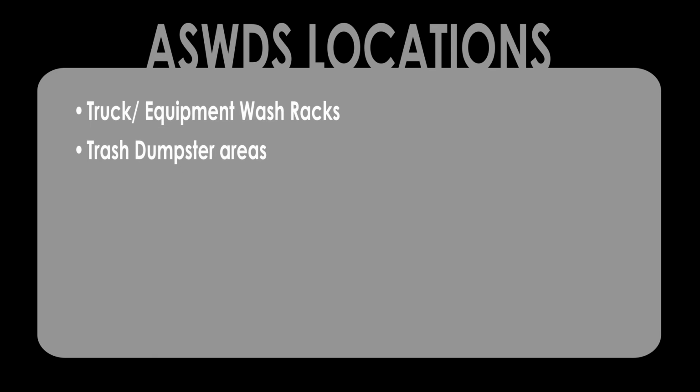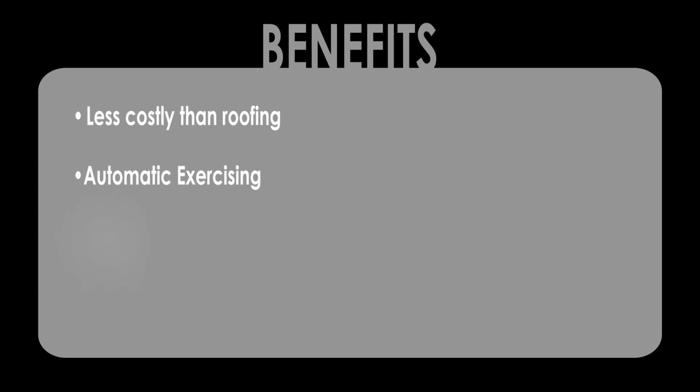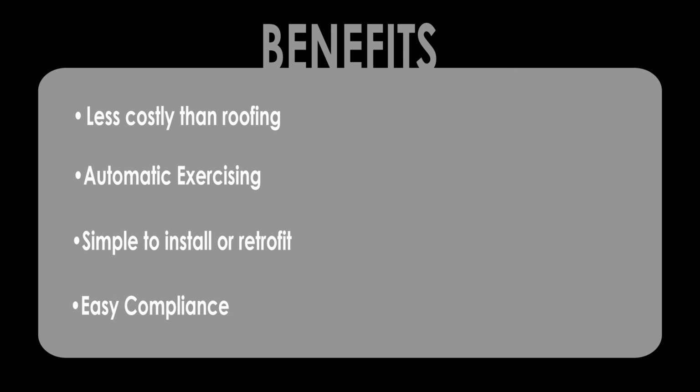ASWDS is used in many locations, including truck and equipment wash racks, trash dumpster areas, outdoor shower areas, fire stations, city and county maintenance yards, and on military bases. There are also other benefits that include: it is less costly than roofing, it provides automatic exercising, it's simple to install or retrofit, and provides easy compliance.